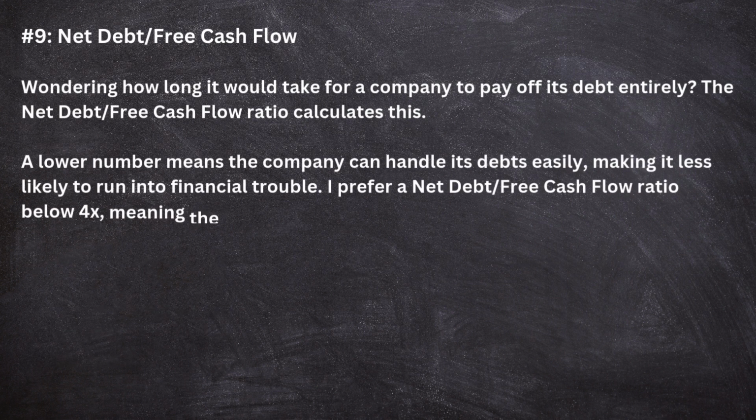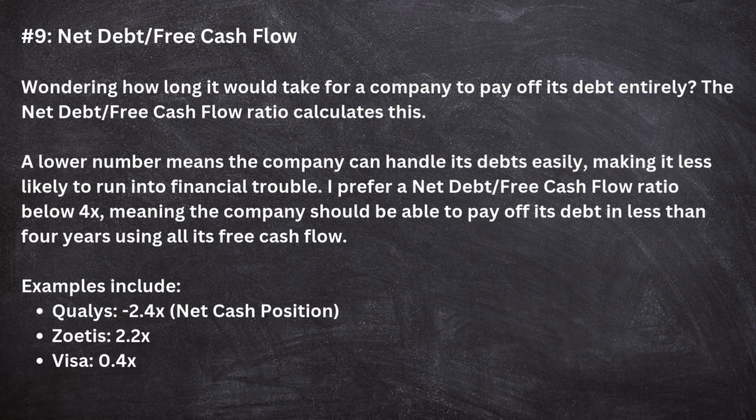Number 9, net debt-free cash flow. Wondering how long it would take for a company to pay off its debt entirely? The net debt-free cash flow ratio calculates this. A lower number means the company can handle its debts easily, making it less likely to run into financial trouble. I prefer a net debt-free cash flow ratio below 4x, meaning the company should be able to pay off its debt in less than 4 years using all its free cash flow. Examples include Qualys, 2.4x, net cash position, Zoetis, 2.2x, Visa, 0.4x.